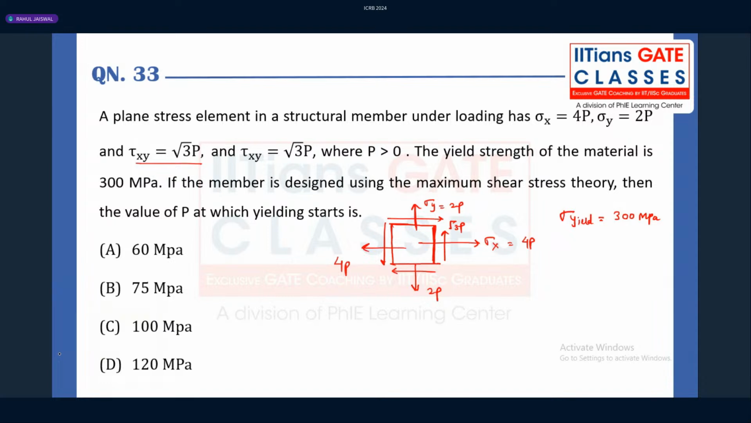So for calculation of the value of p, we need to calculate according to Tresca's theory. What is Tresca's theory? According to MSST, for the material to be safe, whatever tau max we are calculating should be sigma 1 minus sigma 2 by 2. This should be the maximum of this value.